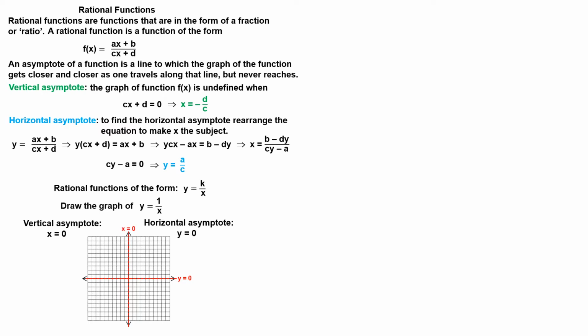Choose at least 3 positive x values and their opposite values to find the ordered pairs. Plot the points and draw the curve. This curve is called a hyperbola. Domain is all real numbers except 0. Range is all real numbers except 0.